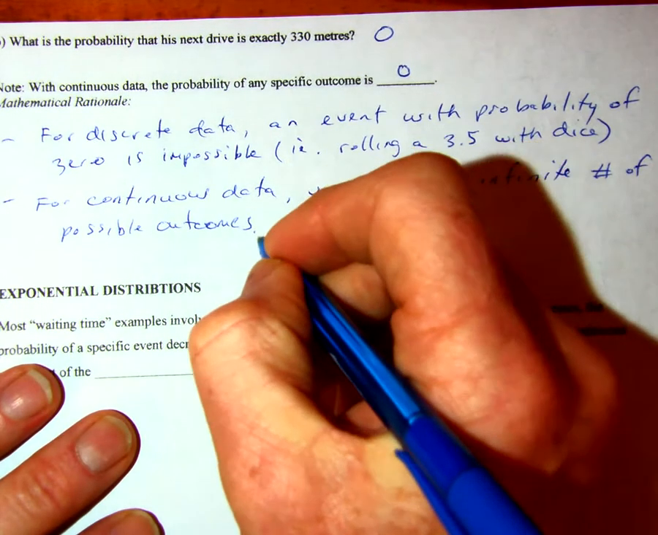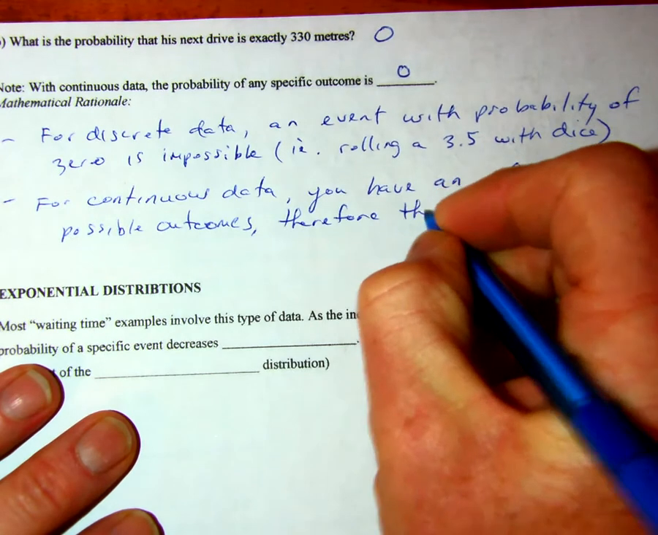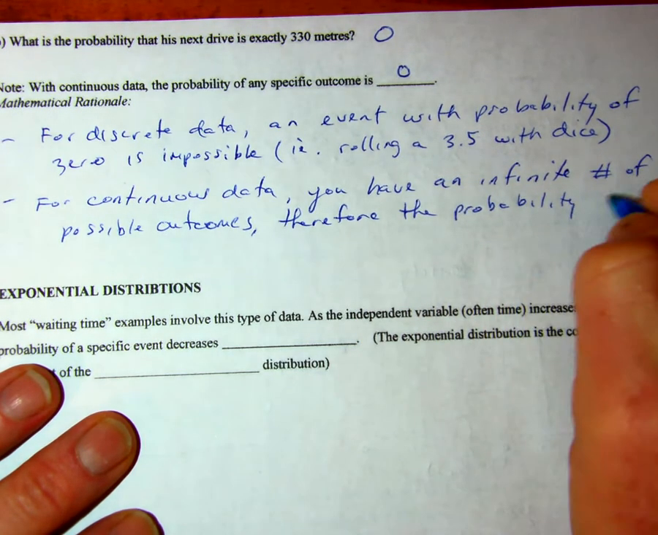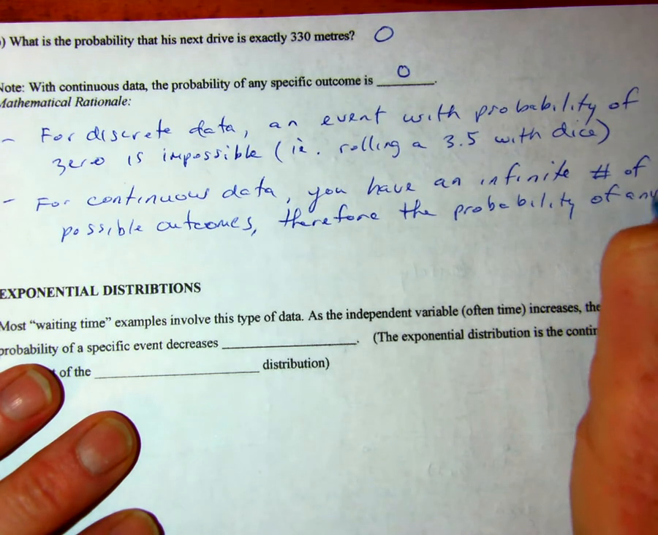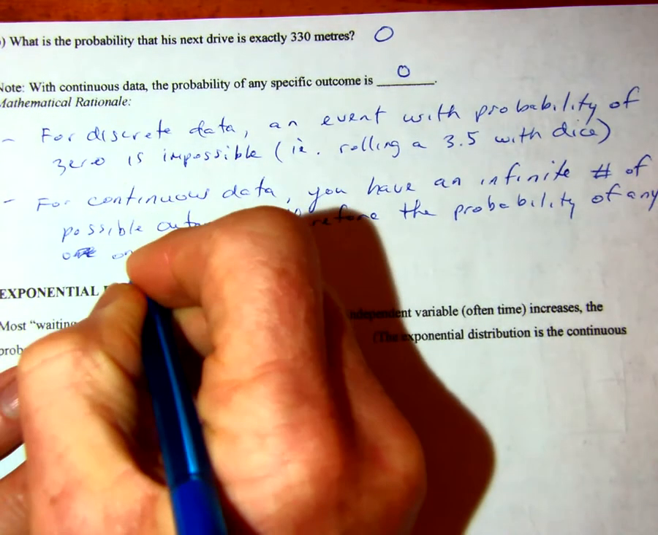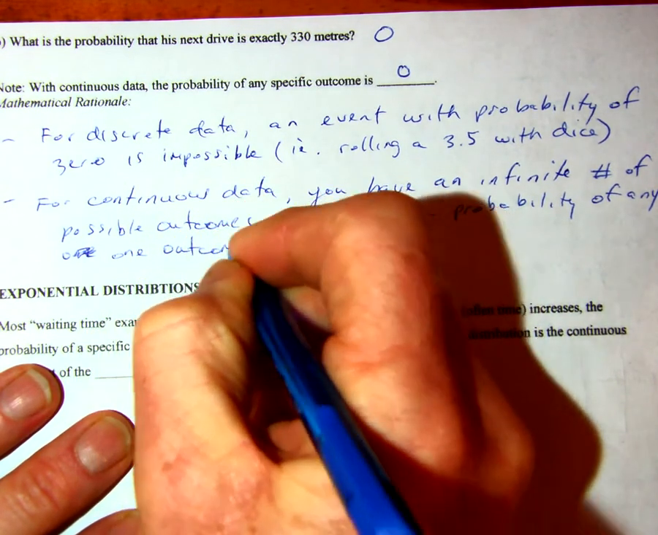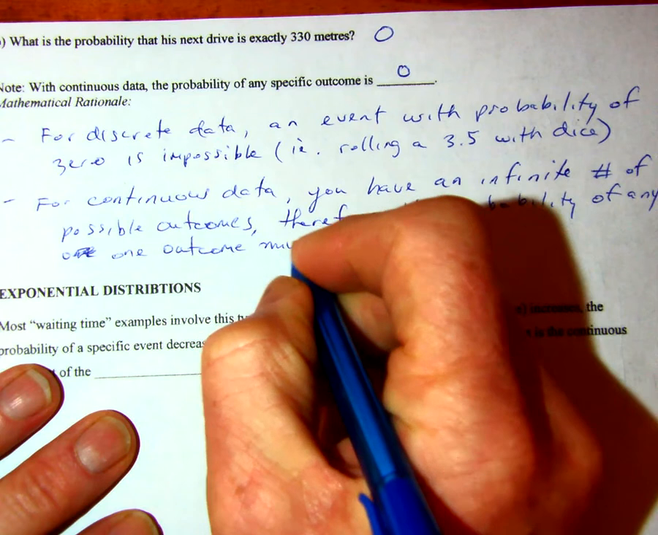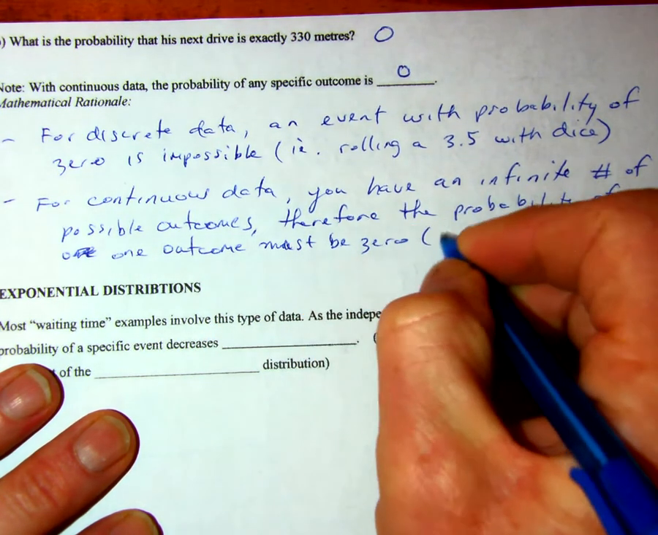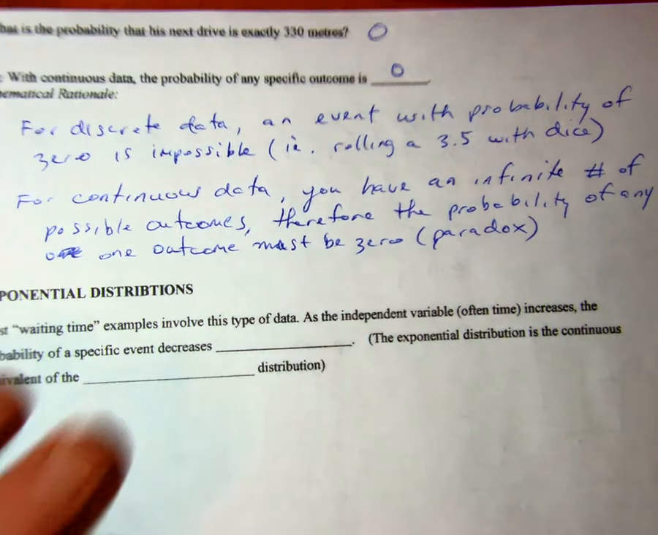So therefore, the probability of any one outcome must be 0. And this is kind of like a paradox. I would say it's a paradox. So what really are you asking?